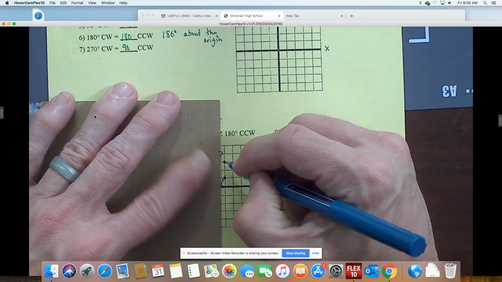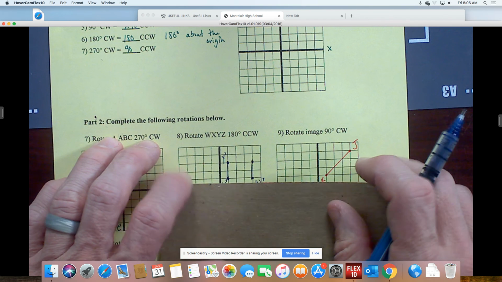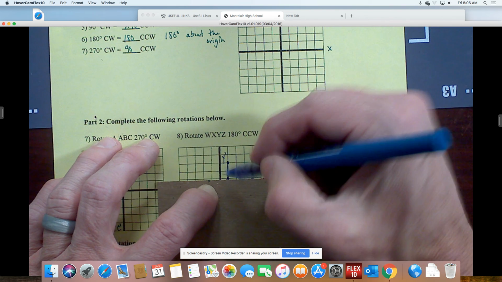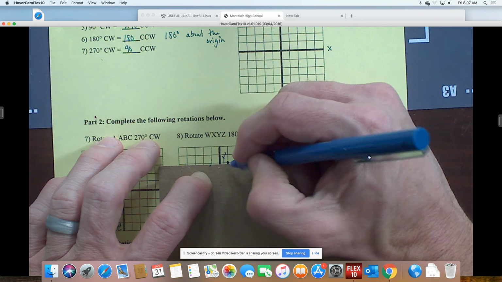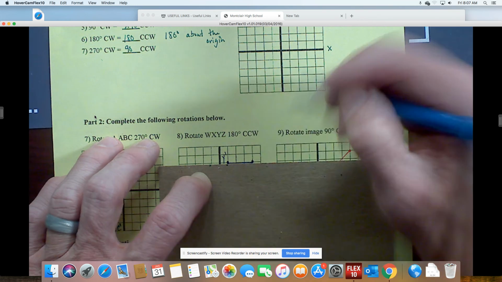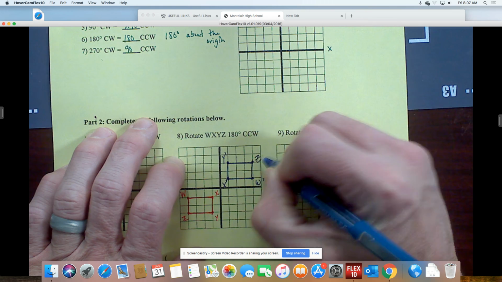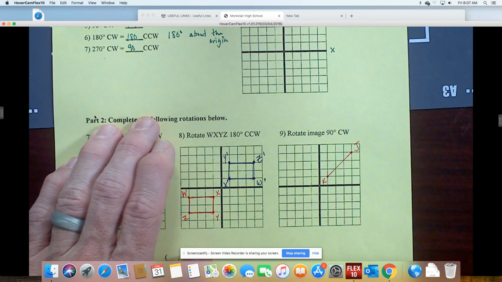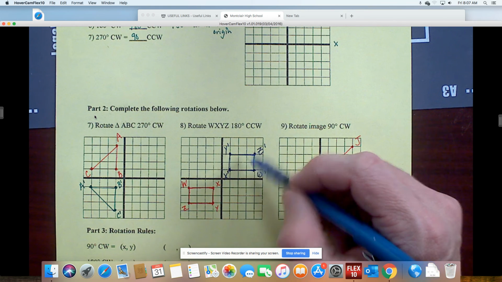Ooh. Better job on that one. That one wasn't very straight. Here we go. W, X, Y, Z prime. And we have rotated our shape 180 degrees.